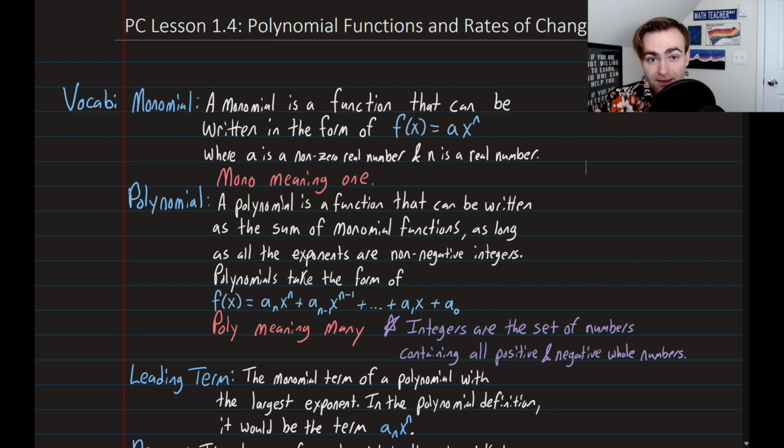Welcome everyone to lesson 4 of Precalculus, which is called Polynomial Functions and Rates of Change. So let's get started. I've got a lot of vocab for us today. First one up is a monomial.